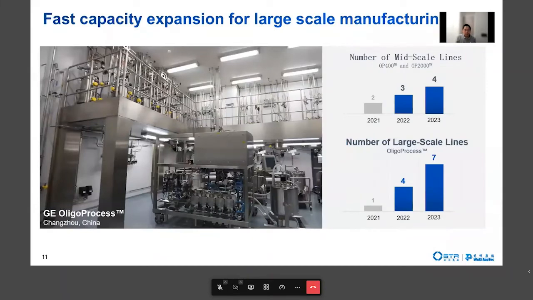With the booming interest in the field in recent years, the industry is calling for additional manufacturing capacity. Therefore, we have dramatically increased our manufacturing capacity. As you can see here, with the addition of the second oligo GMP plant, we now have 3 OP400 lines and 4 oligo process lines. And we have more manufacturing plants scheduled to be ready next year to increase the OP400 lines to 4 and oligo process lines to 7.